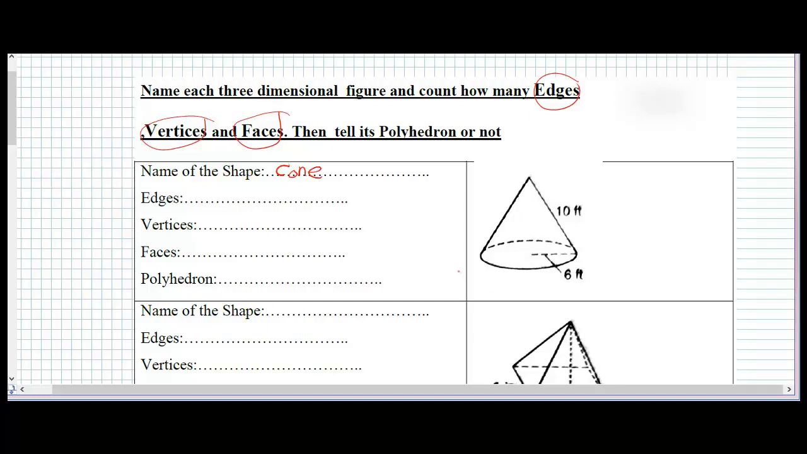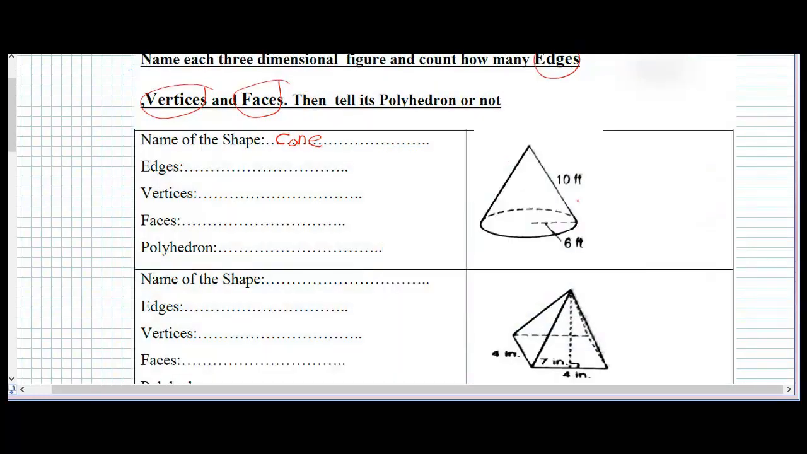How many edges do we have here? How many edges in a cone? How many vertices? We have only one vertex up here. We have only one edge, this one down, so we have one edge. Vertex is this point up, so we have one vertex. How many faces? Here we have two faces. The face down is a circle, and this one is a face.